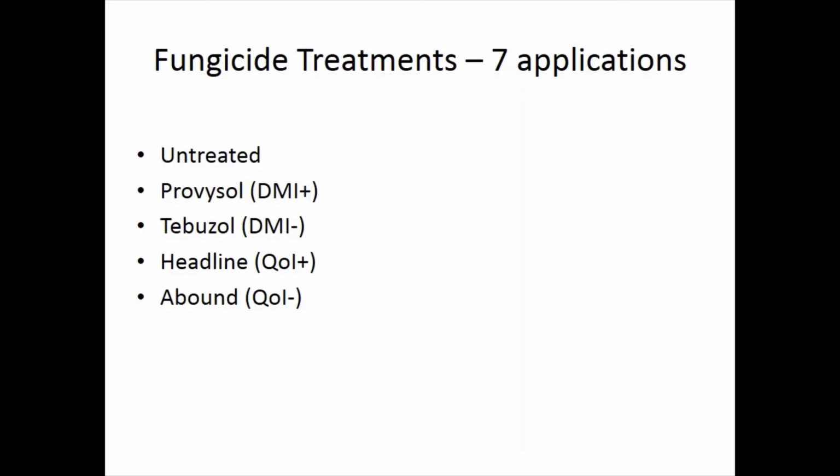The treatments included a non-systemic fungicide control, and then 4 different systemic fungicides. We had Provocil, which was our DMI with good efficacy. We had Tebuconazole, which was our DMI with poor efficacy against this late leaf spot pathogen. We had Headline, which we used as our QoI with good efficacy against the late leaf spot pathogen, and then Abound as the QoI with poor efficacy against the late leaf spot pathogen.